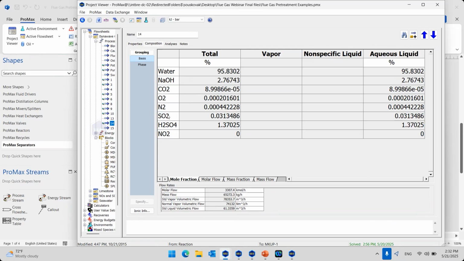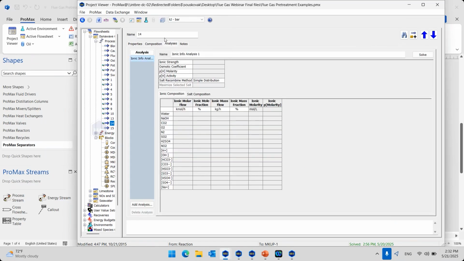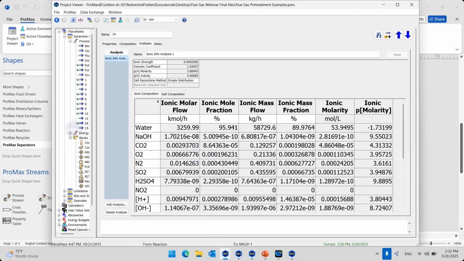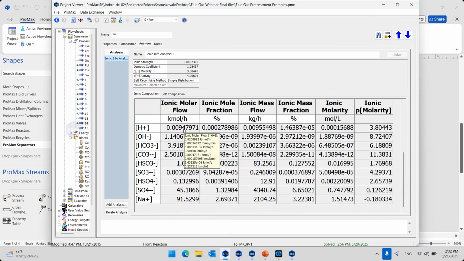And if we want to find out what's the concentration of different ions, we have a very easy way to do it. If I go to analysis, we can create an ionic info analysis, which if I solve it, is going to give me a list of ionic composition, the actual composition of the different ions. And this is where you can see that the SO2 is actually present there as HSO3 minus and SO3 2 minus. And since we've already gone through the reaction, we actually converted the sulfur into the H2SO4 state. You can see that that's where we get the highest concentration. It's now present as HSO4 minus and SO4 2 minus ions.